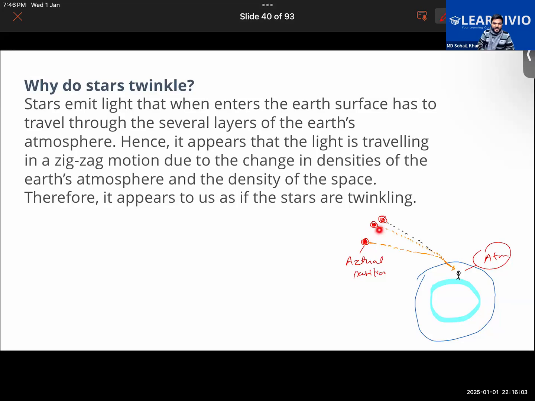Getting it, guys? So light will bend as it goes into the atmosphere of the Earth. It will travel in a zigzag way. Okay? So because of that, we will see that the apparent position of the star would be this. That would be the apparent position. It will appear as if the star is sometime here, sometime it is over here, because of the refraction of the rays of light.